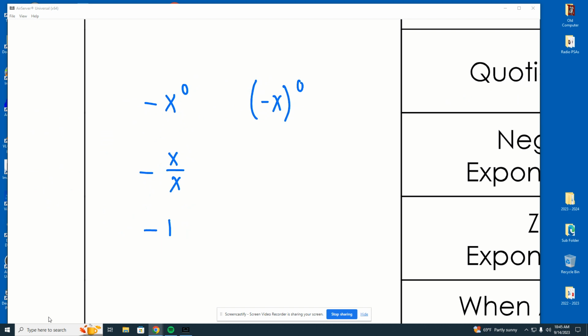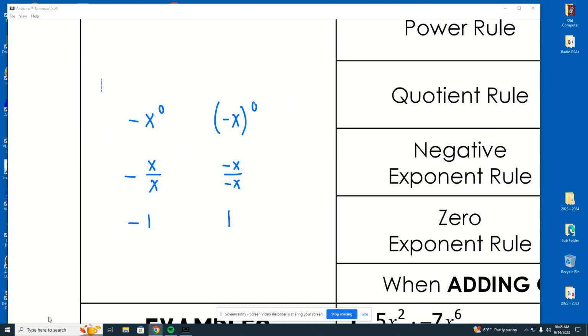But in this one, what's being raised to the 0 power? See, because of the parentheses, this is the location where negative x is on top of negative x. And what does that turn into? Positive 1. So please know, there is a difference when that negative out front is in parentheses versus not in parentheses. You with me? Okay, so let's get back to these problems, okay? Let's get back to the problems.